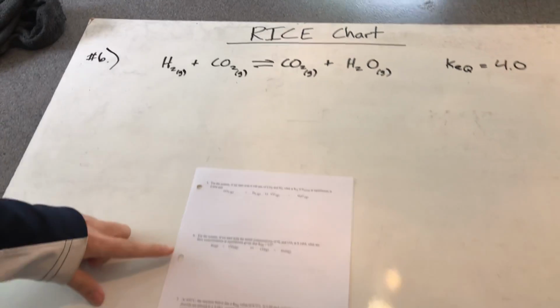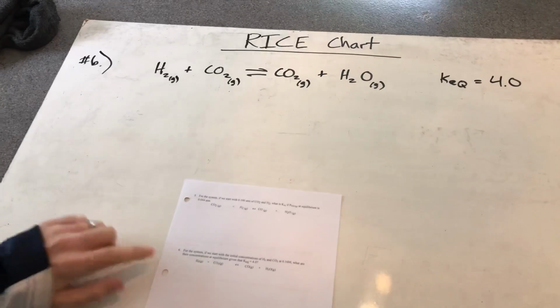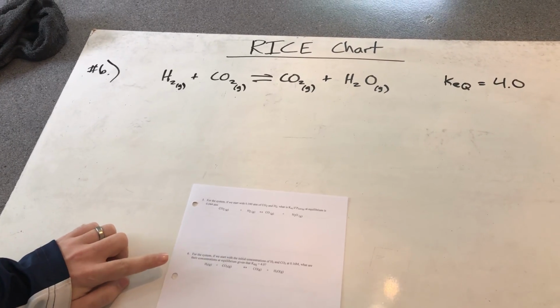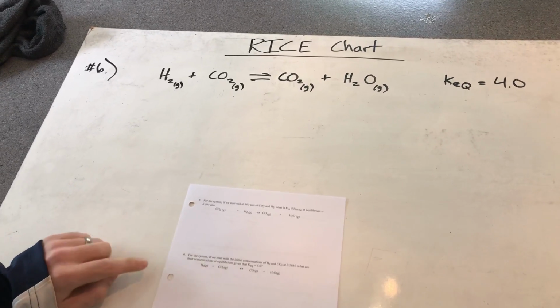Okay, so this is to help with number 6 from the homework. This is the other kind of Rice chart problem. So it's for the system, if we start with the initial concentrations of H2 and CO2 at 0.16 molar, what are their concentrations at equilibrium, given that the KEQ is equal to 4.0?